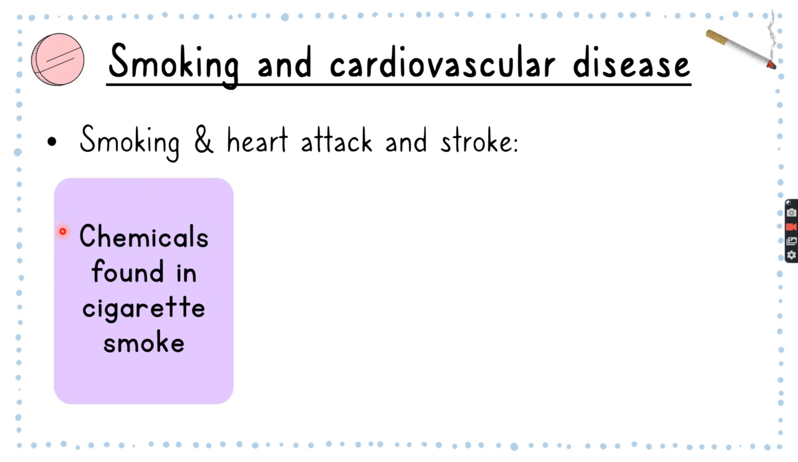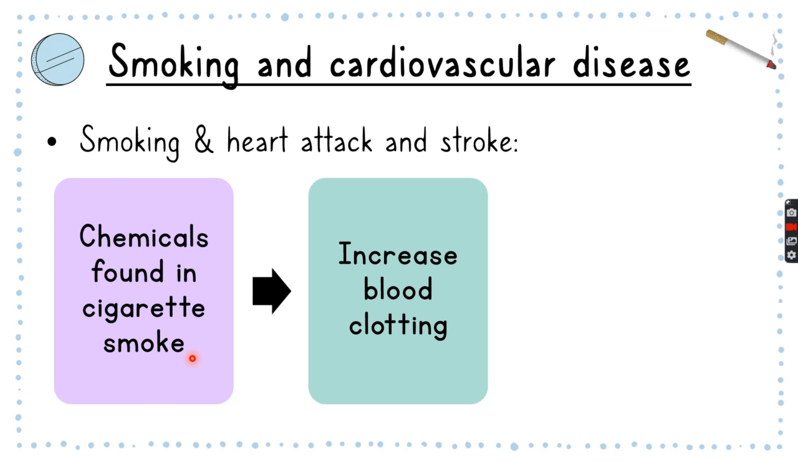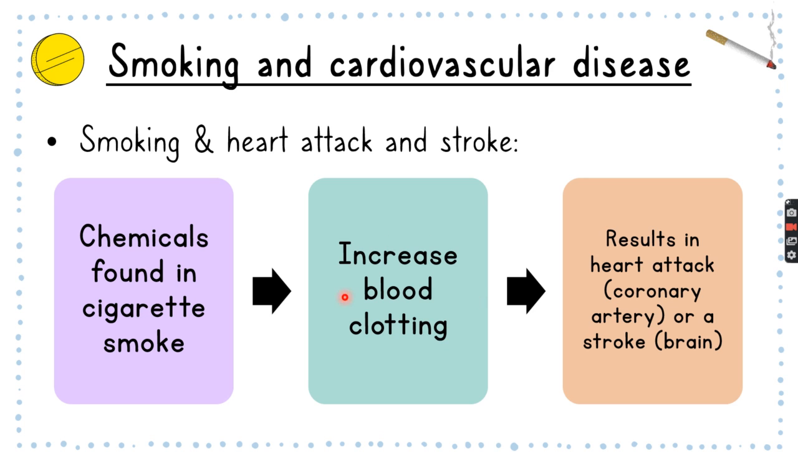So how does this happen? Chemicals found in cigarette smoke will increase blood clotting. And remember, blood clotting means that the blood would become very thick. And also, blood clotting can actually literally block the passage of the blood vessel. So when we have blood clotting happening in major arteries that supply the heart, that will cause a heart attack, especially if the blockage happens in the coronary artery. And if it happens in a major artery that supplies blood to the brain, then it can cause a stroke.